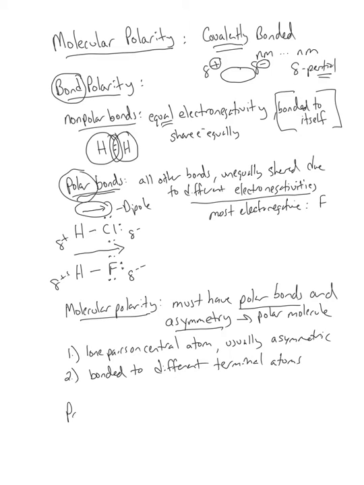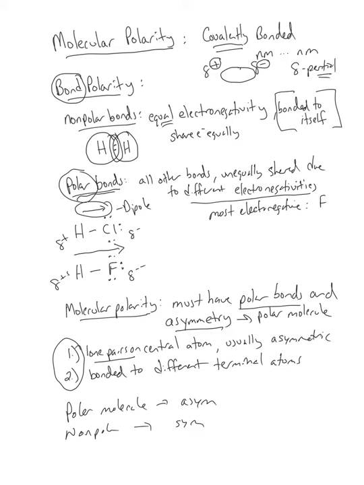Okay? So a polar molecule will have an asymmetric shape. A nonpolar molecule will have a symmetric shape. Okay? So to have an asymmetric shape, you've got to have one of these two criteria. Either the central atom must have lone pairs of electrons, which would be an asymmetric shape and therefore a polar molecule, or it has to be bonded to different terminal atoms.